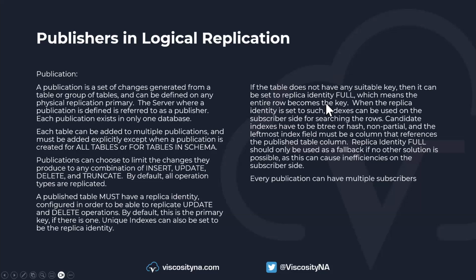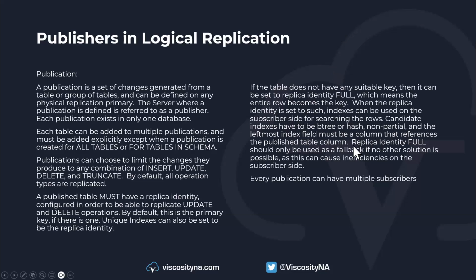If the table does not have any suitable key, it can also be set to what's called replica identity full, which means that the entire row becomes its own key. When the replica identity is set to such, indexes can be used on the subscriber side for searching the rows. Candidate indexes have to be a B-tree or hash, non-partial, and the leftmost index field must be a column that references the published table column.